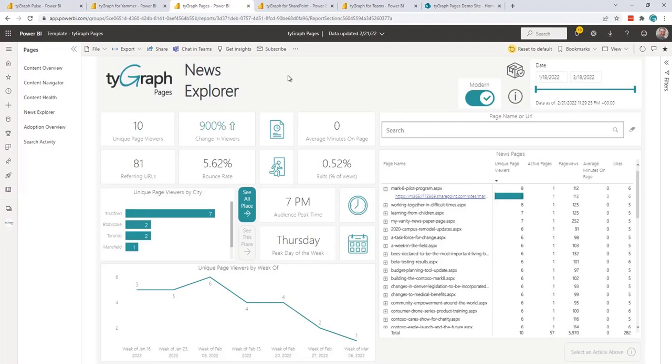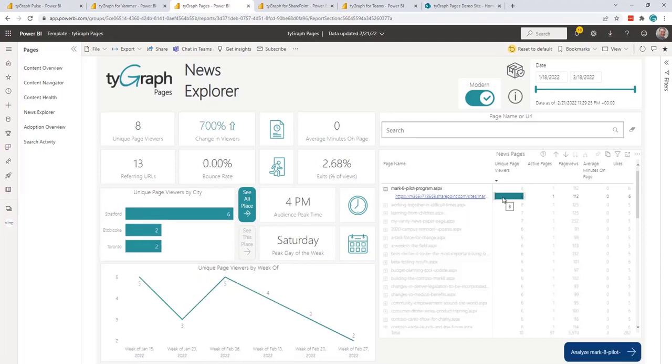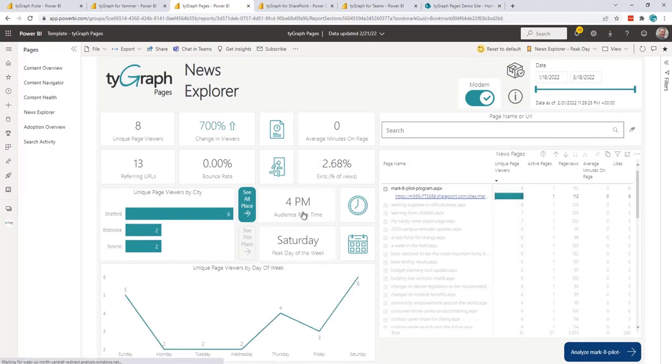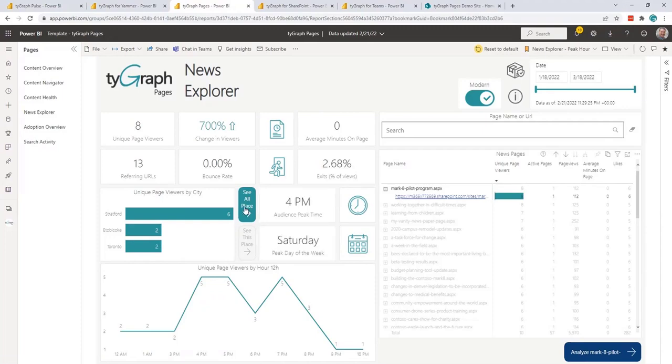The advantage of having our News Explorer is for you to understand how these pages are performing. And again, I can go and focus on a particular page and see how that news article is performing. So it's peak audience time, it's day of week, all sorts of different things. And I can jump from here to even get deeper analysis as to what's going on with my particular news pages. What's also important is the fact that these news pages could be multilingual.